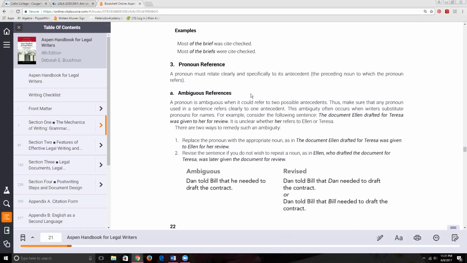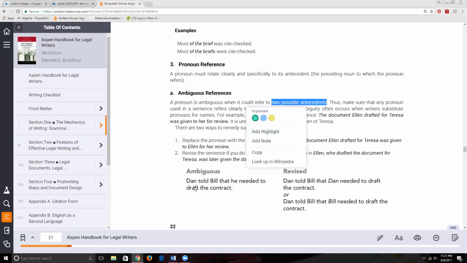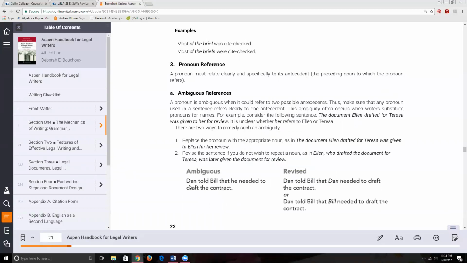And then we talked about when there's two possible antecedents. That's that first category that we talked about in this class. Here's an example. Dan told Bill that he needed to draft the contract. Well, was Dan telling Bill, hey, Bill, you need to do that? Or was Dan saying to Bill, hey, Bill, I know you're probably worried, but I'm going to go ahead and draft that. You can count on me. Maybe Bill's the client, and he's saying, I'm going to do it. You can trust me, Bill.